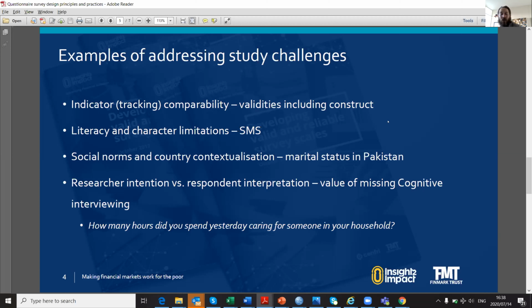Now that's not what we want people to answer. And we can understand why someone would say, yeah, I spent the whole day with somebody that I'm caring for. And this just shows that we didn't have the luxury of doing cognitive interviewing. We needed to collect information as soon as possible to understand what's going on with COVID. But this is a question where cognitive interviewing would make a big difference in coming up with something that was better worded.